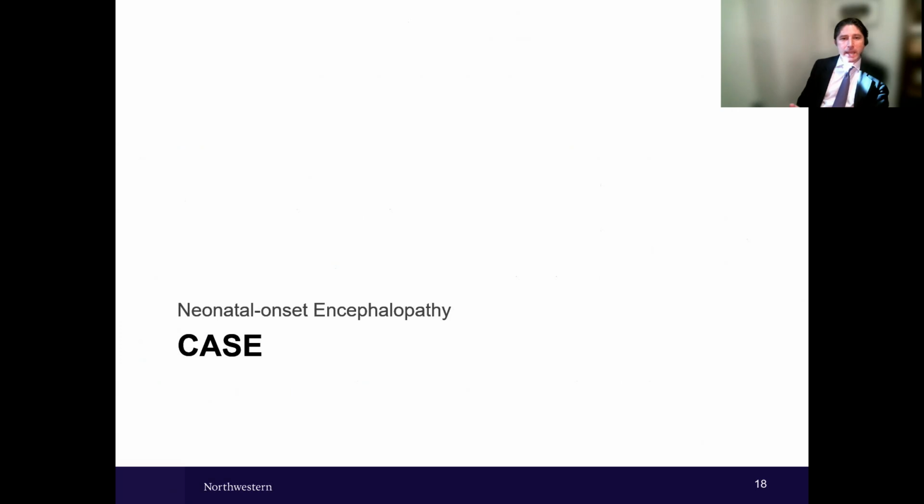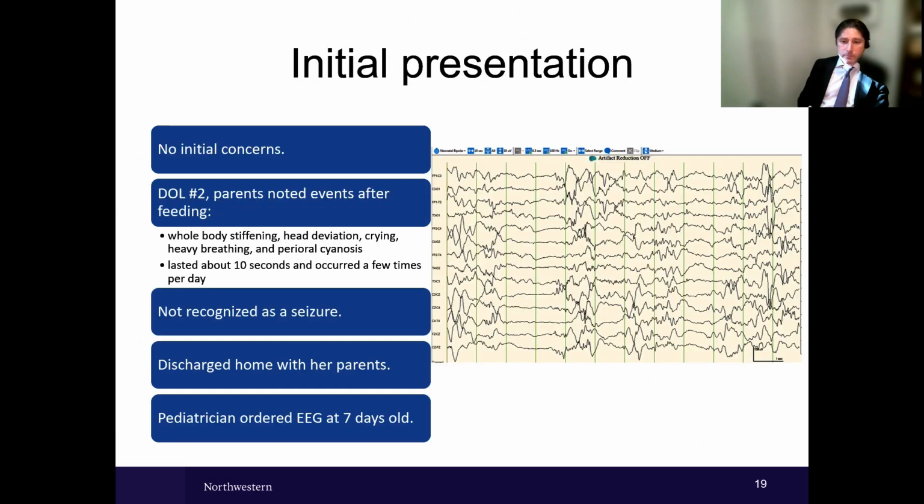So I've got several cases to illustrate the different types of clinical presentation that I wanted to cover today. So here is a neonatal onset encephalopathy or loss of function KCNQ2 DEE. So after birth, this child had no initial concerns. And then on the second day of life, there were some issues associated with feeding, whole body stiffening, head deviation, crying, heavy breathing, and turning blue around the lips, also called perioral cyanosis.